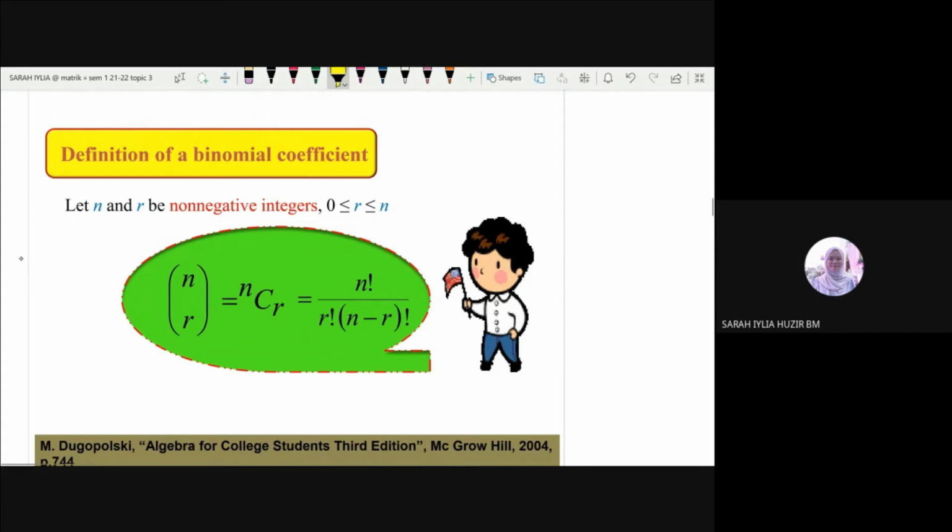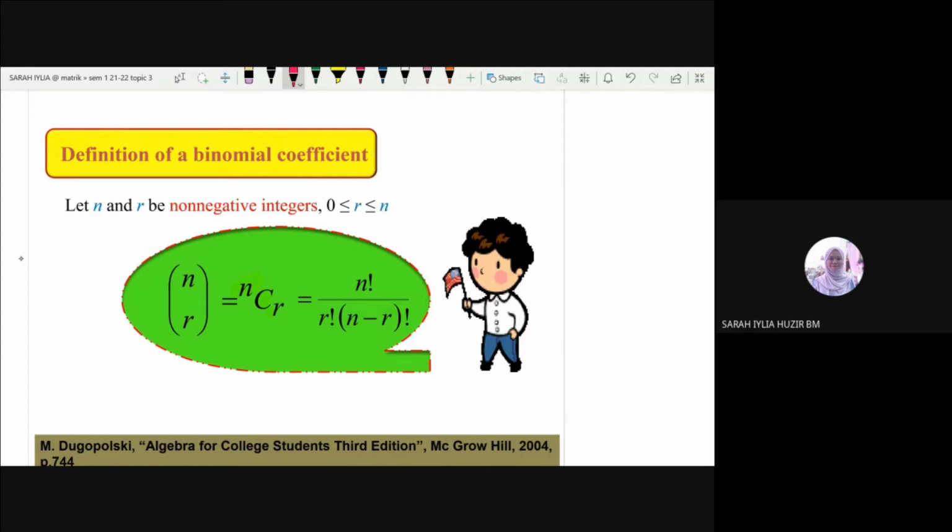NCR. Dalam kalkulator awak memang terus ada button NCR. So, but once again, kalau soalan tu melibatkan nombor, tak ada masalah. Awak memang boleh terus tekan button calculator. Tapi kalau soalan tu melibatkan variable macam ni, awak kena tahulah cara nak open up.